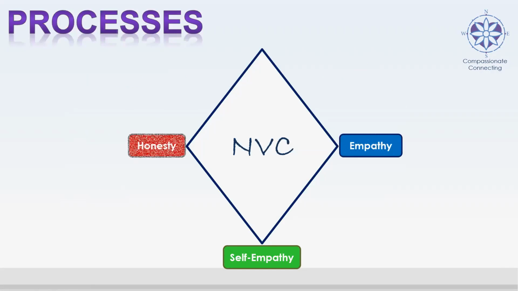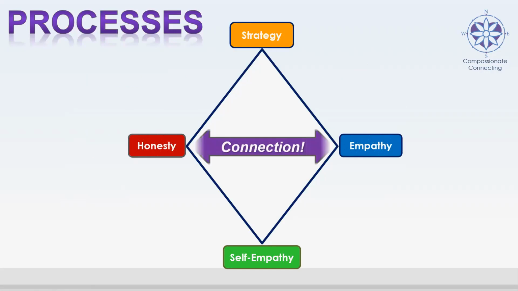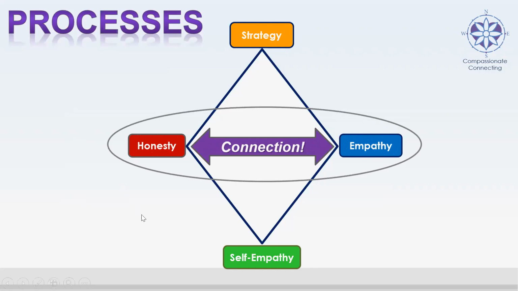So we talked about the tree of life. This is a similar version, starting with self-empathy in the bottom and strategies on the top. Strategies are where most of Western civilization lives. You know, strategies being how we get our needs met. And we'll talk more about that later.